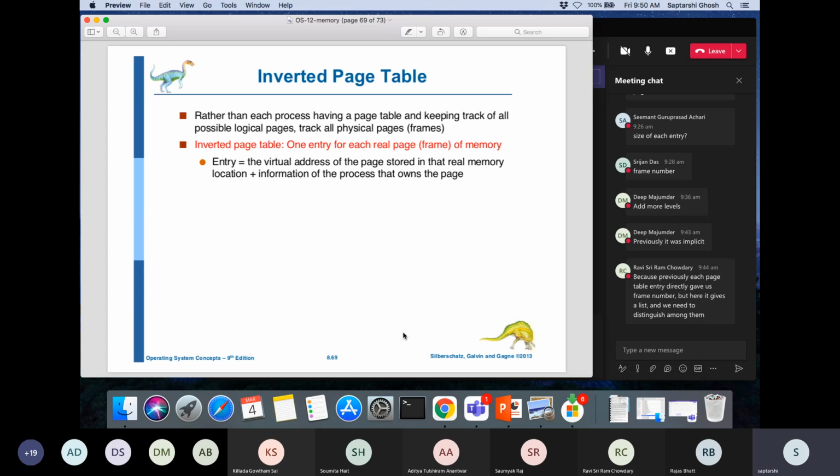So the entry will contain the virtual address of the page stored in that real memory location, plus the information of the process that owns that page. Only the virtual address is not sufficient, because remember, every process assumes the virtual address to start from zero. If you just store virtual address 100, that may mean many processes, since every running process will possibly have a virtual address 100. So you need to store the virtual address and the information of the process that owns the page.